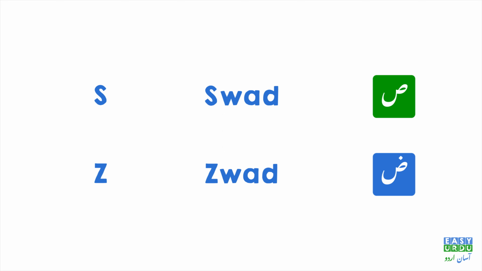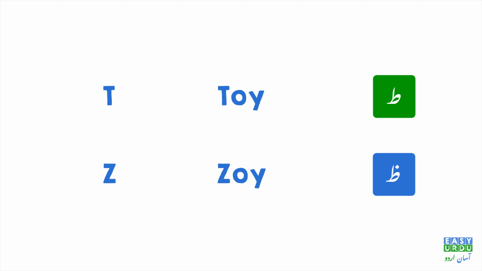Swad. In English, it sounds like S. Zwad. In English, it sounds like Z. Toy. In English, it sounds like T, and this letter makes the dental sound. Zoe. In English, it sounds like Z.